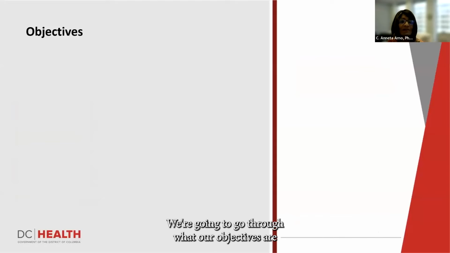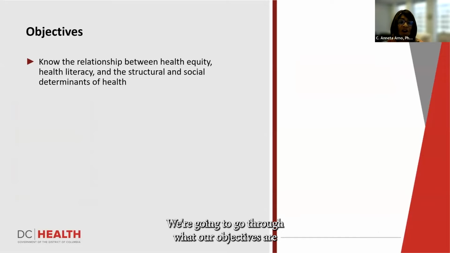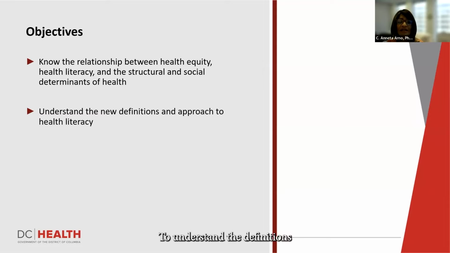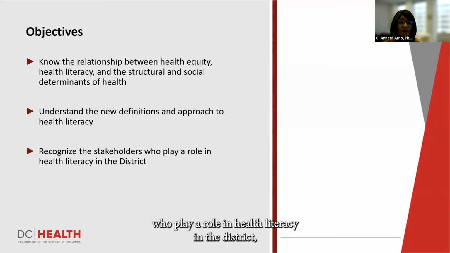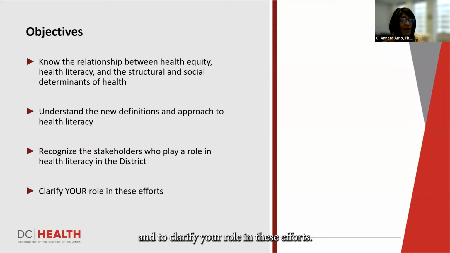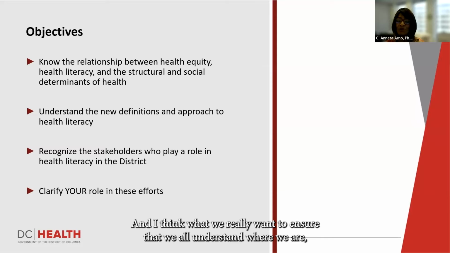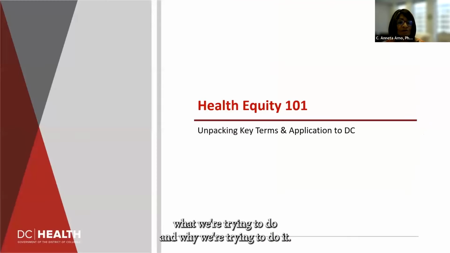So here we are. We're going to go through what our objectives are: to know the relationship between health equity, health literacy, and the structural and social determinants of health; to understand the definitions and approach to health literacy; to recognize the stakeholders who play a role in health literacy in the district; and to clarify your role in these efforts. And I think what we really want is to ensure that we all understand where we are, what we're trying to do, and why we're trying to do it.